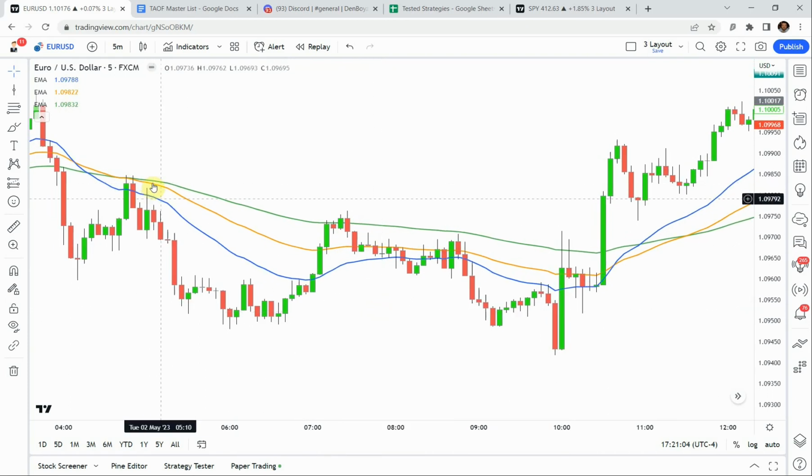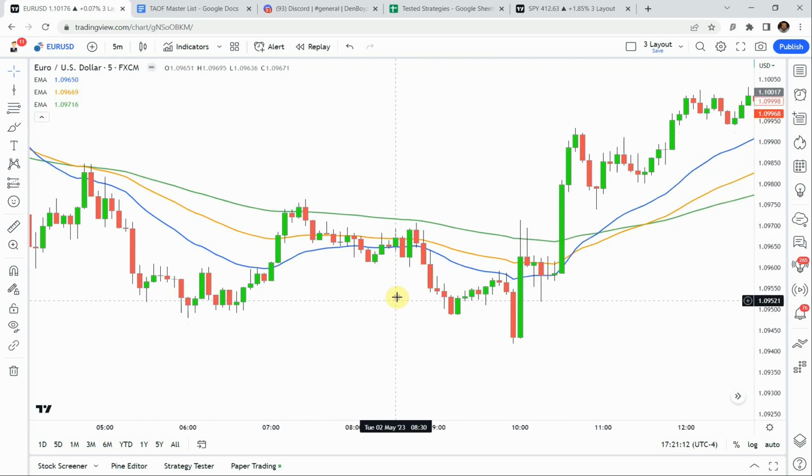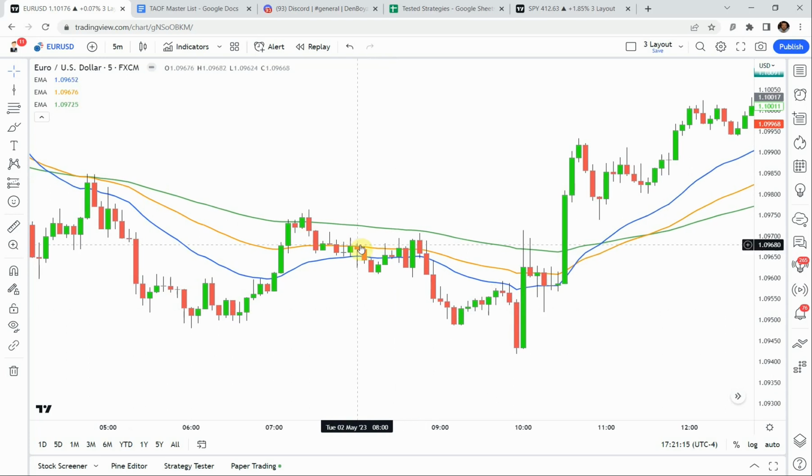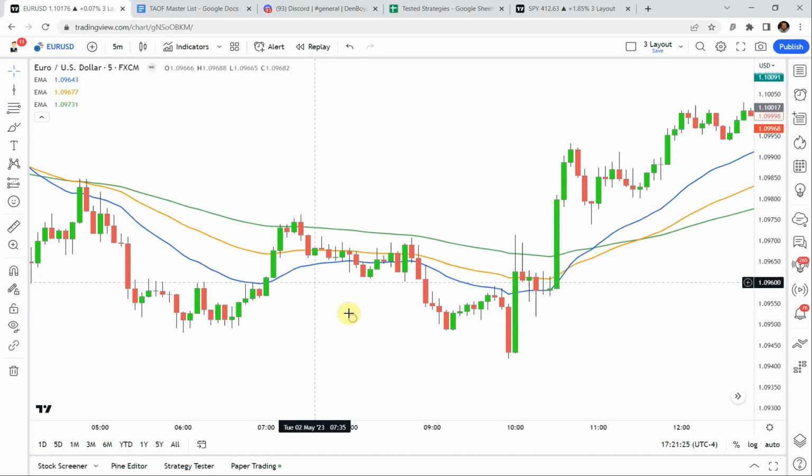So we have the EMA stacked where we have the green on top this time, the orange in the middle, and the blue on bottom. So it's the reverse of that long. We're looking for a short now. And so what we got is that break, that pullback into the EMAs. It did dive in a little deep there, so you may not have wanted to take this trade.